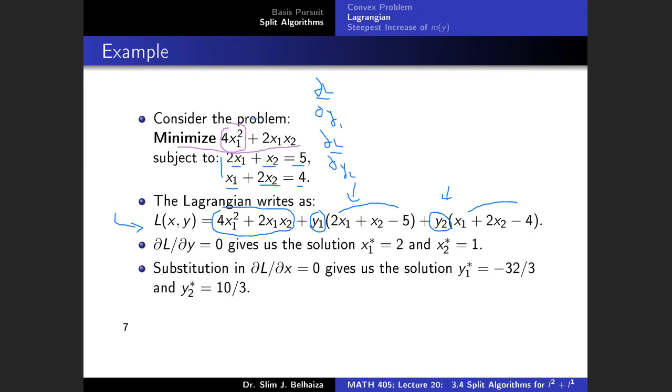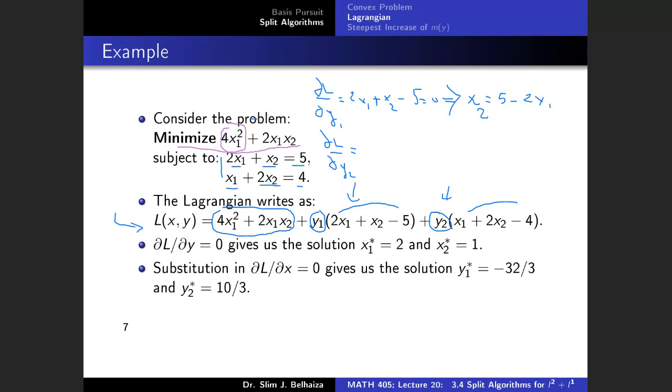You get, again, as we explained, the two conditions. Yes, you get 2x1 plus x2 minus 5 equals 0. Am I right? So basically here, it's like saying that x2 is equal to how much? x2 is equal to 5 minus 2x1.